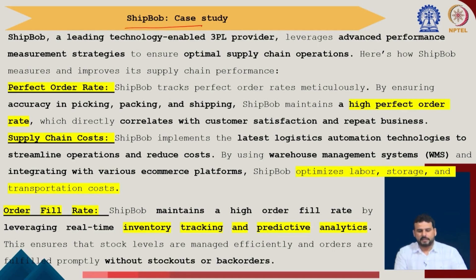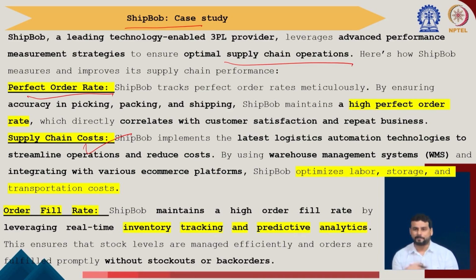So ShipBob is a leading technology-enabled third party logistics provider, and they are optimizing their supply chain operations, and they have implemented the balanced scorecard approach, right? And we will see how they have picked different KPIs. Perfect order rate: whatever we are delivering should be in complete quantity, quality, there should not be any return. High perfect order rate we need to maintain, this is one criterion they picked. Supply chain cost, what is the total cost, right? Whether you are talking about the warehousing cost, transportation cost, last mile delivery cost, you need to reduce that, right? So they developed the metrics where you can improve.